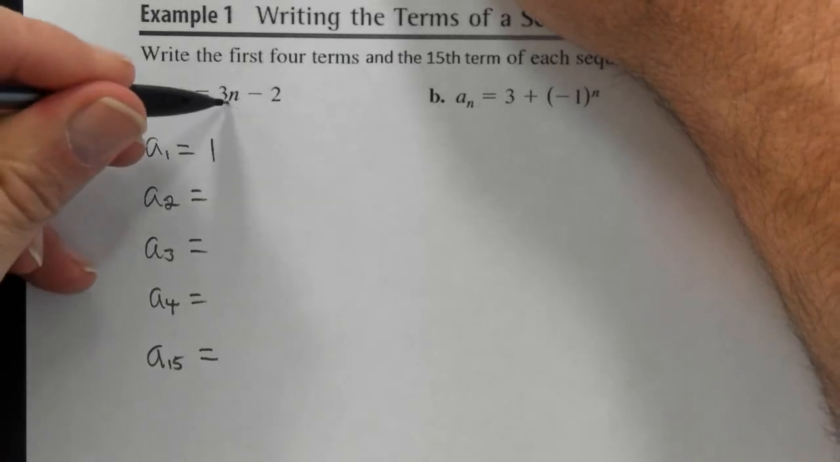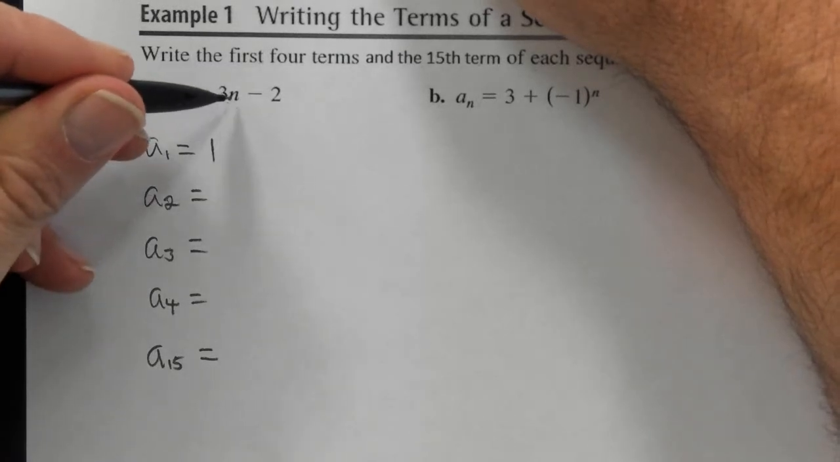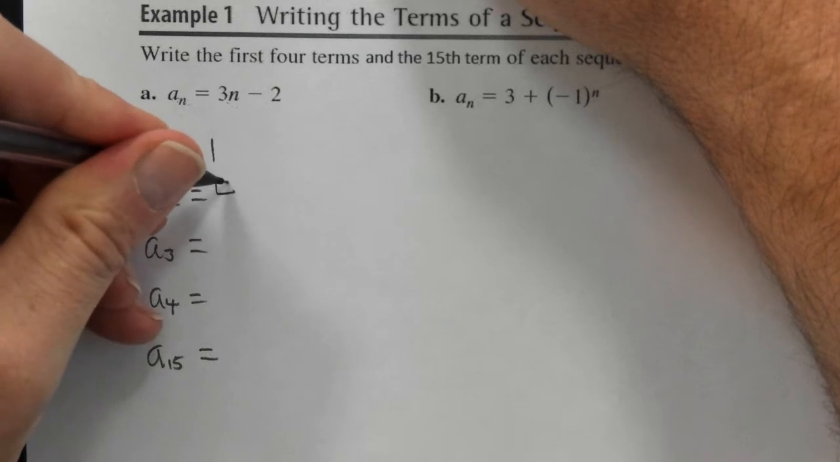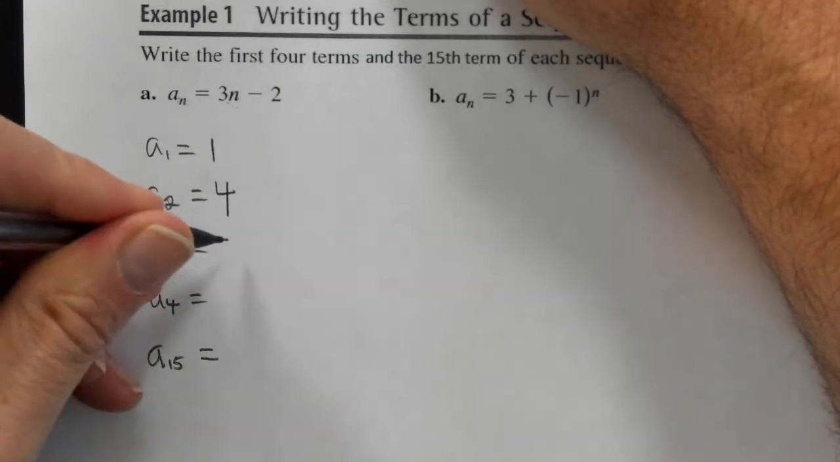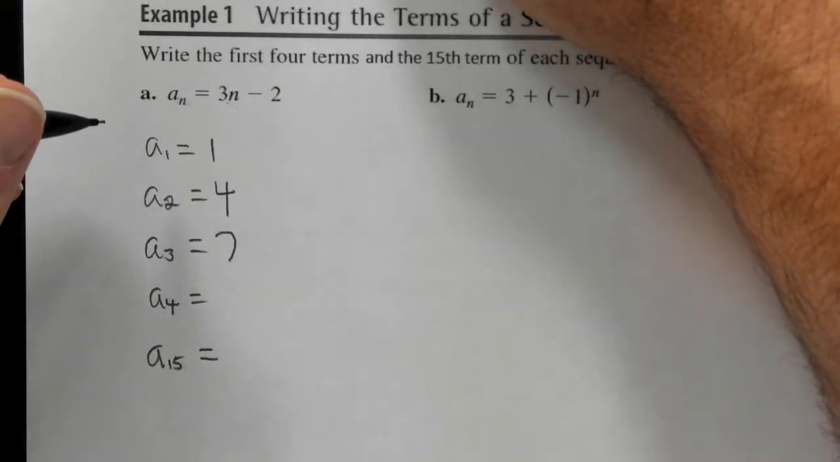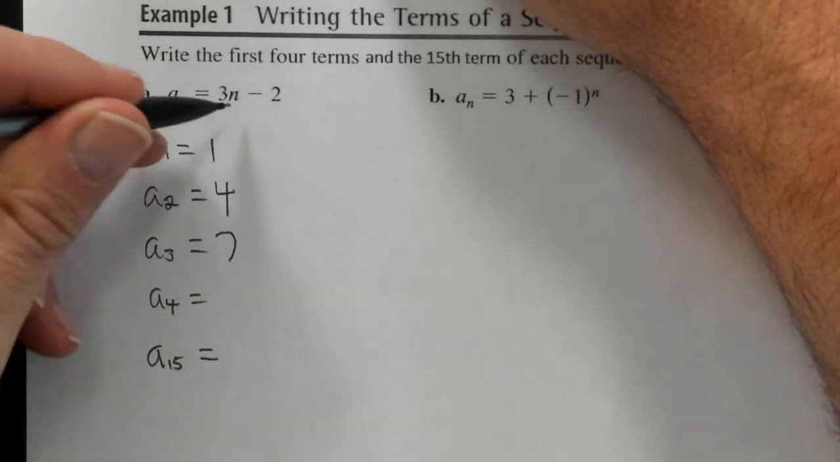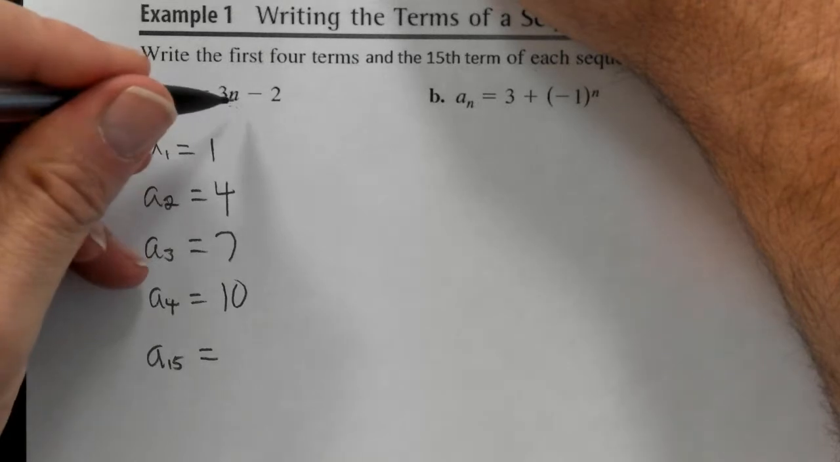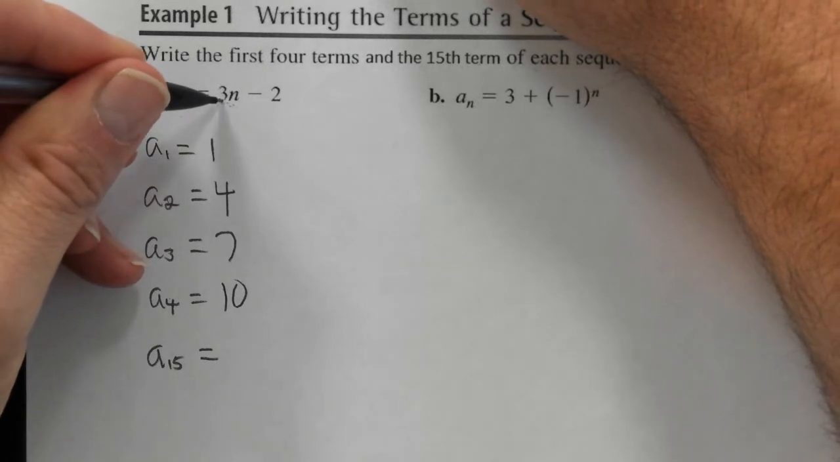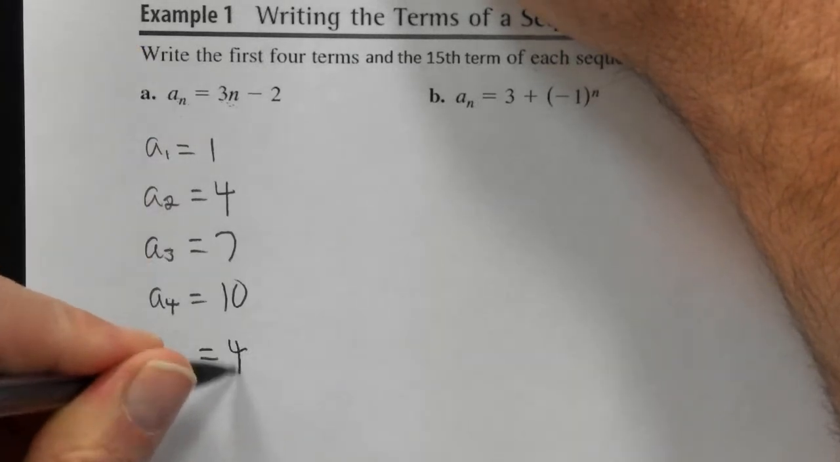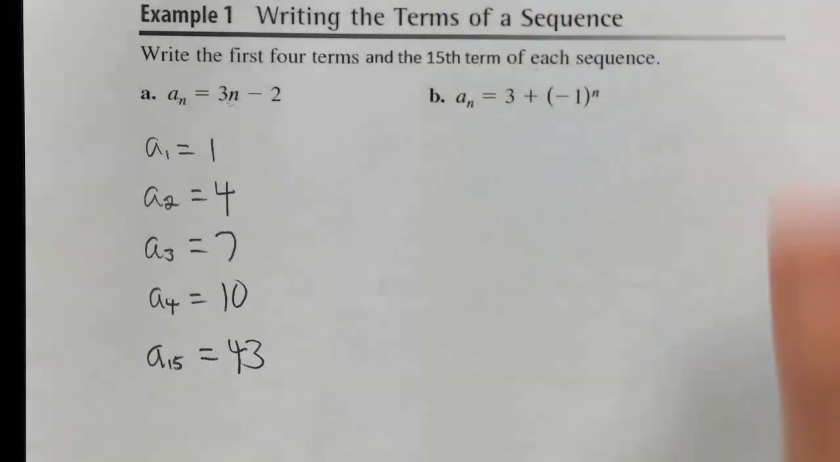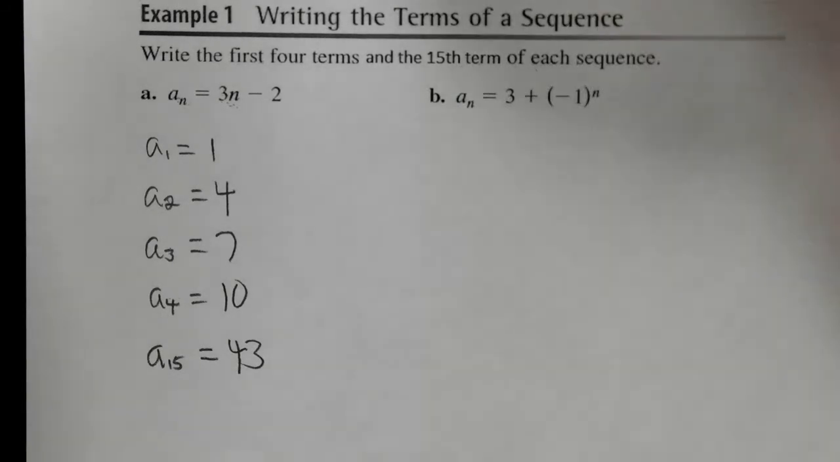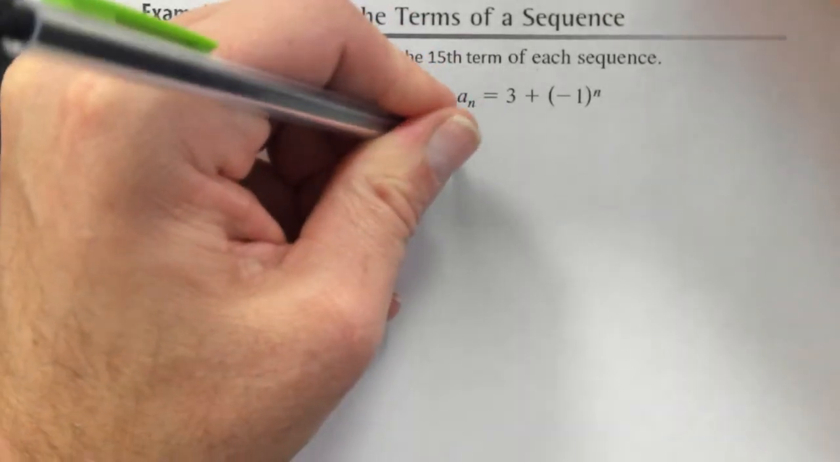Plug in 2, I'll get the second one. 3 times 2 is 6, 6 minus 2 is 4. 3 times 3 is 9, 9 minus 2 is 7. And you can see the pattern now. 4 times 3 is 12, minus 2 is 10. Let's go ahead and plug in 15. 15 times 3 is 45, minus 2 is 43. And that's how you would use the explicit formula. Same thing here. I need the first 4 terms and the 15th term. So I want a sub 1.